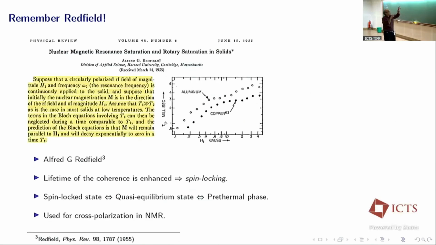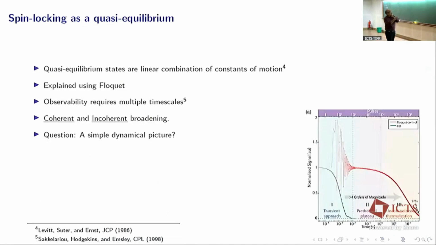But before that, this experiment actually was originally done by Redfield. So the same Redfield who gave the master equation. Redfield's master equation paper came out in 1957, and he was a very good experimentalist. So he did this experiment in 1955 on a set of solids, and he found that this lifetime of coherence is enhanced, a much longer quasi-steady state as a spin-locked state. So after Redfield, this was studied by NMR people, Leavitt, Suter, and Ernst.